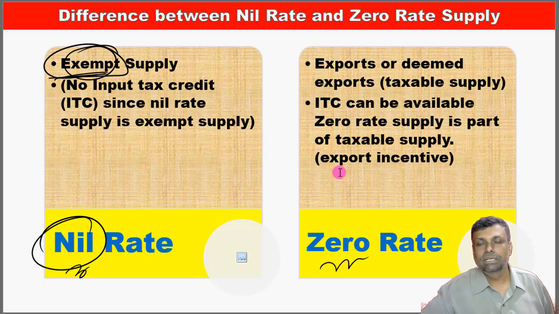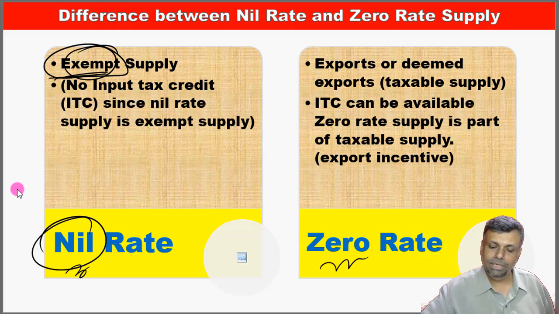However, zero rated is different. Zero rated is basically the export benefit, or zero rated can also include a deemed export kind of transaction, and accordingly this particular provision is to be applied.